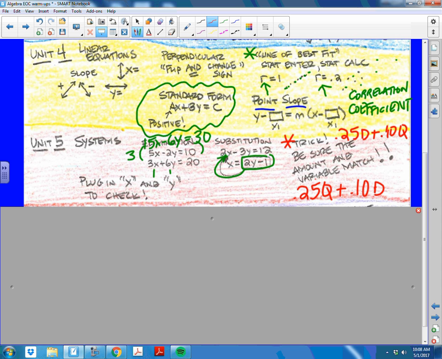Oh, and by the way, is this correct? Yes, it is. I scaled it by 100. I didn't change it. I just multiplied everything by 100. It's the same equation. Remember, as long as you multiply everything in the equation by the same number, it's the same. So don't think this would be wrong. It wouldn't be. Okay? So something to think about.